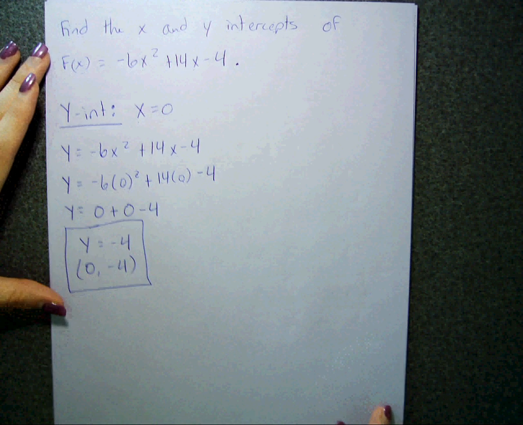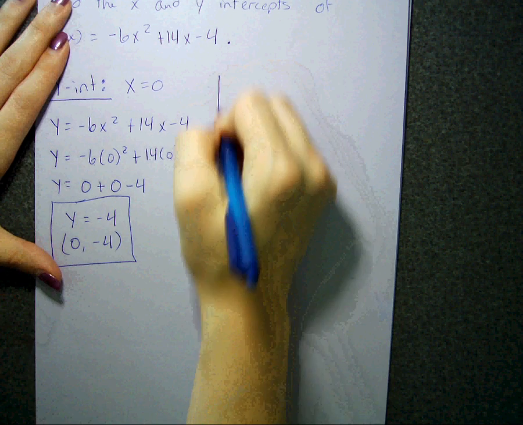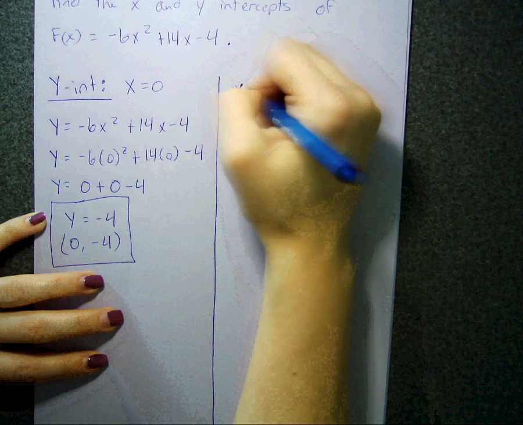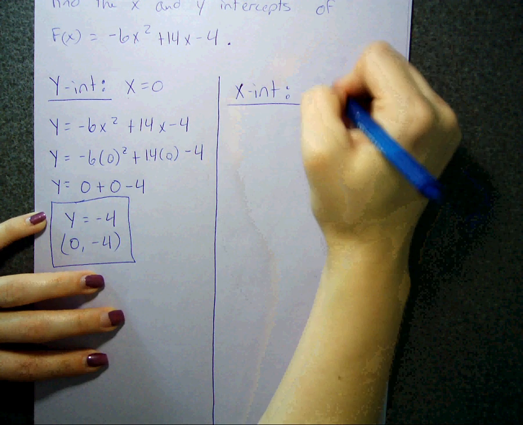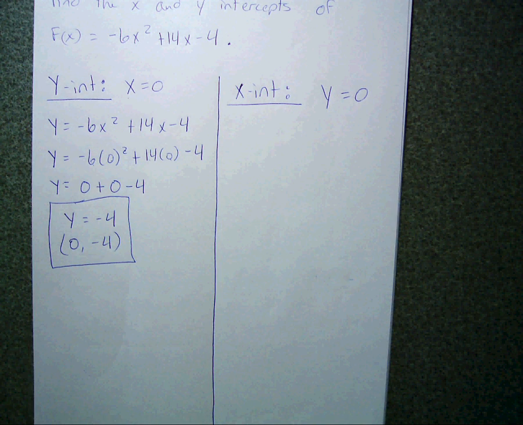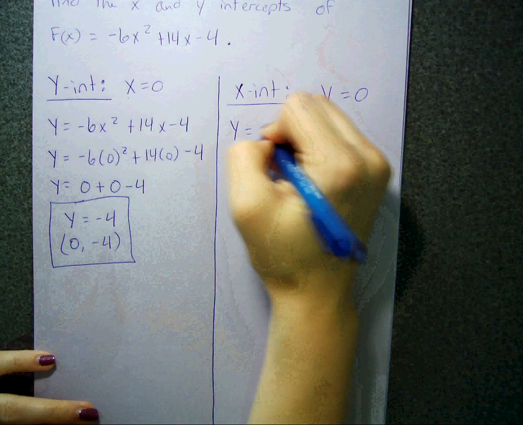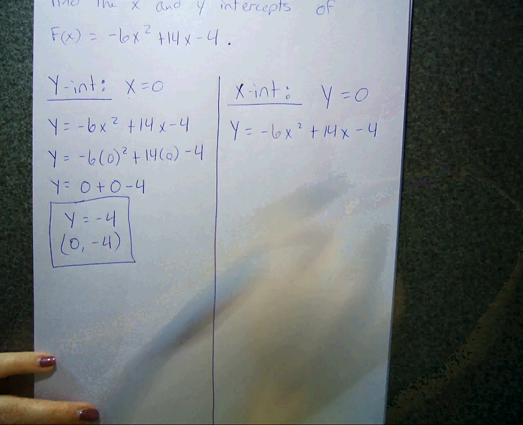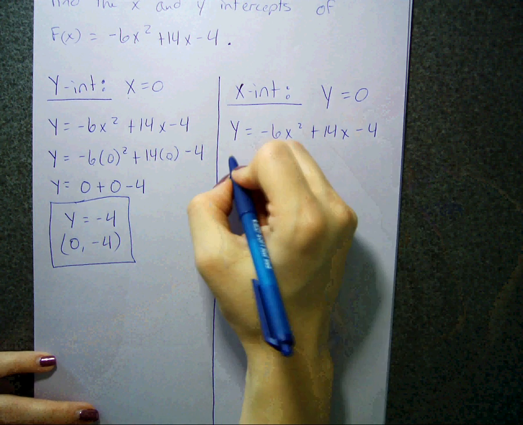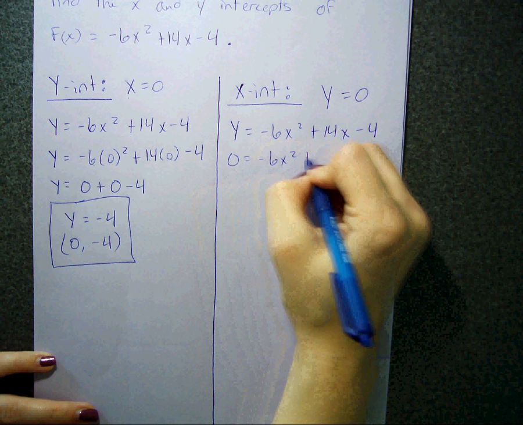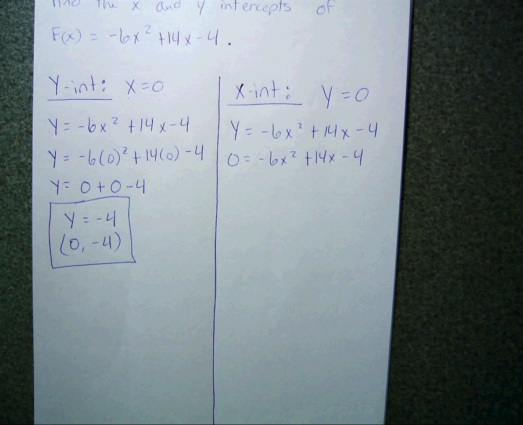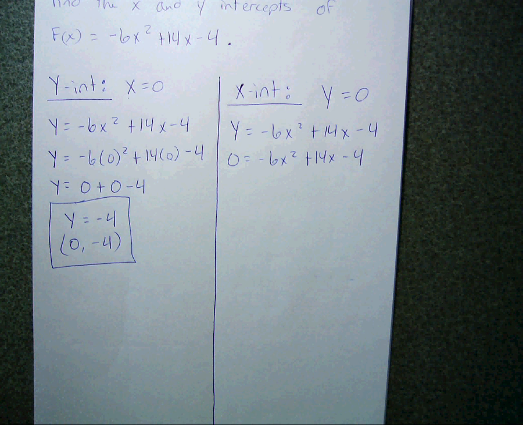All right, so now to find my x-intercept, or x-intercepts. Again, we know that y is equal to 0 at the x-intercept. So I have y equals negative 6x squared plus 14x minus 4. Y is 0, so I'll plug that in. 0 equals negative 6x squared plus 14x minus 4. Now again, I have a quadratic. I need to solve for x.